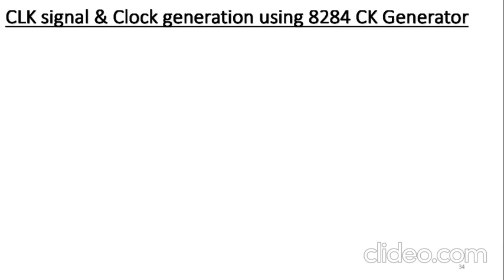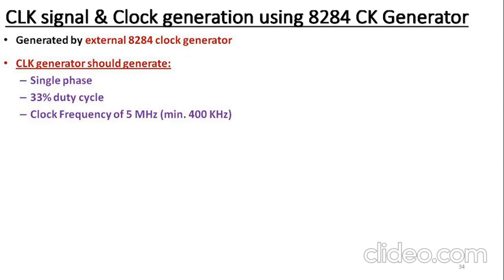Now the clock signal and clock generation using 8284 clock generator. This is the second function that 8284 performs. It is generation of clock. So clock is generated by the external 8284 clock generator, and this clock generator should generate a single phase clock that is above plus 5 volt level. It must be a 33% duty cycle clock, 1/3 duty cycle clock. It means that the on period of that clock should be 33%, the off period should be 67%, and that way the clock should be generated here.